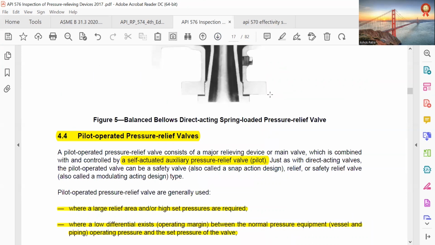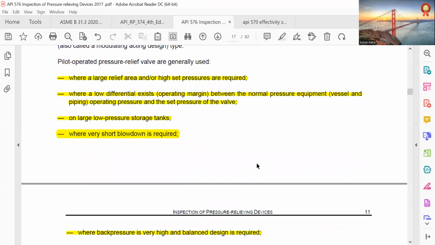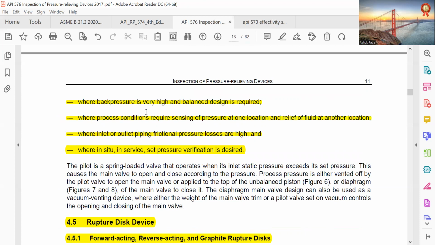Pilot operated pressure relief valves. The self-actuated auxiliary pressure relief valve pilot is used where a large relief area and/or high set pressure are required, where a low differential exists, or an operating margin between the normal operating pressure of the equipment, vessel and piping and the set pressure of the valve, such as a large low pressure storage tank, where a very short blowdown is required. Where back pressure is very high, a balanced design is required.